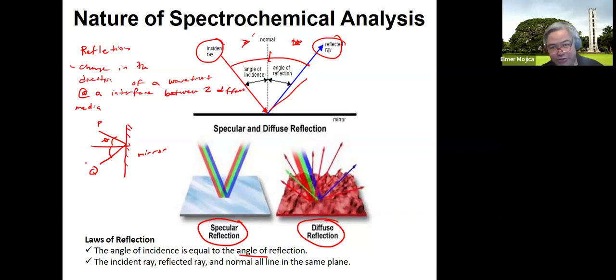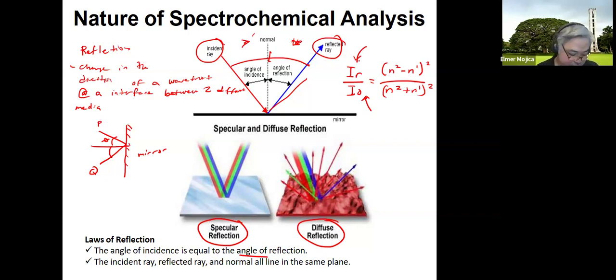Now, if we look at monochromatic light hitting a flat surface at 90 degrees, we could say I_R over I_0 is equal to (N squared minus N1 squared) over (N squared plus N1 squared). This one is the intensity of the incident light, and this is the reflected intensity. So that's another way of looking at this.